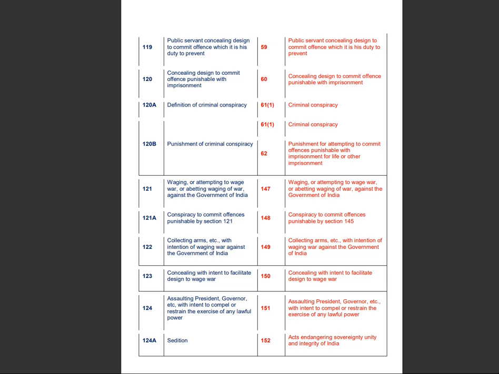of criminal conspiracy, whereas Section 62 of the BNS deals with punishment for attempting to commit offence punishable with imprisonment for life or other than imprisonment.